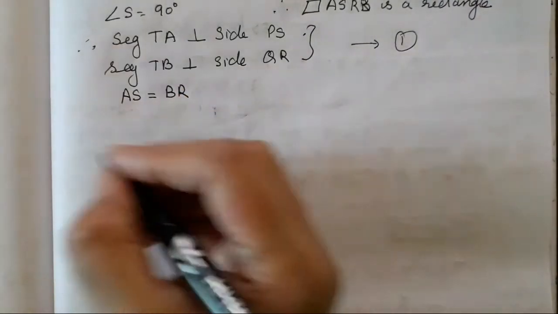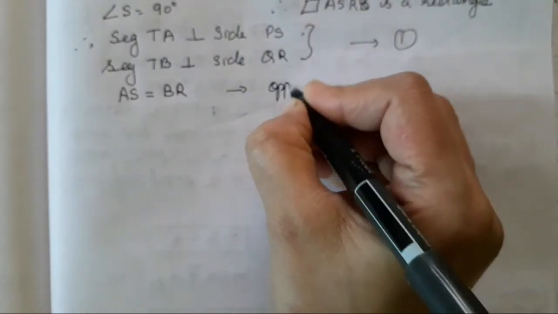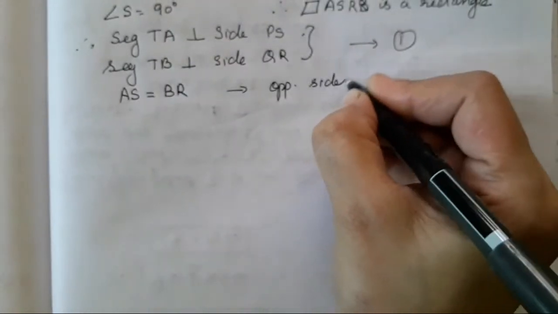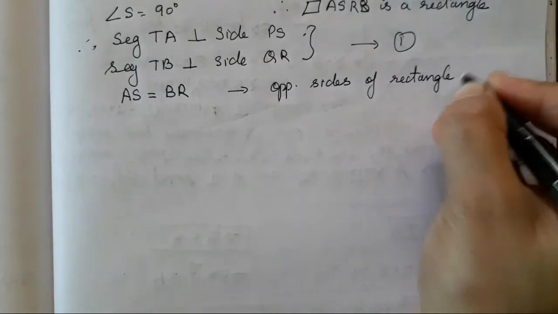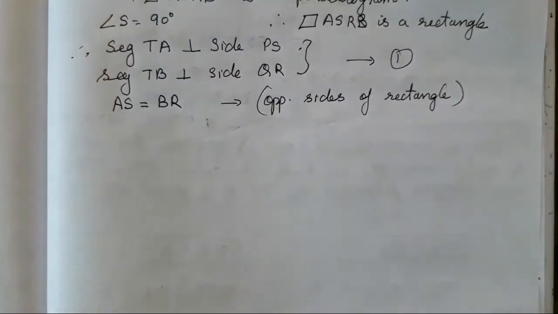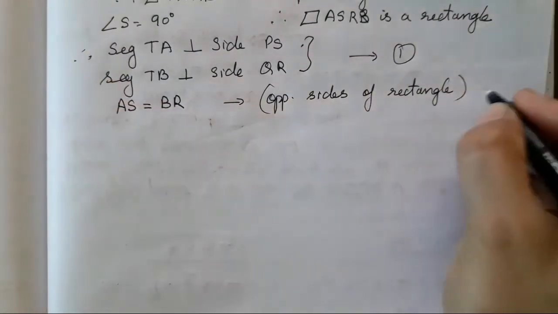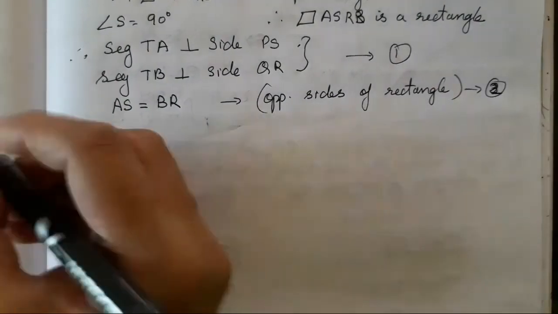Alright, now this is your opposite sides of a rectangle, which are equal. Refer to the diagram, children, as I am writing it, then only you will understand it. So let's keep this as the second reason.